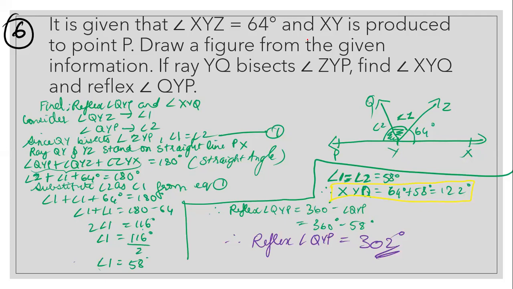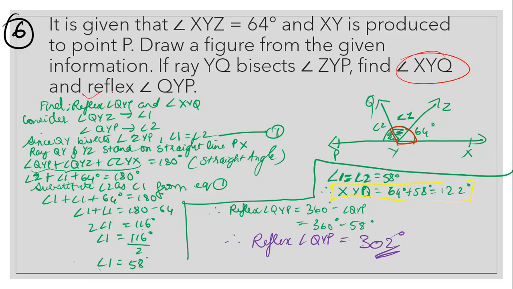Sorry for the few seconds delay actually. So now getting back here, angle 1 is equal to angle 2, right? So that means if angle 1 is 58 degrees, angle 2 also should be 58 degrees, correct? So what is angle XYQ? Where is XYQ? That means this whole thing. What is angle XYQ? Which is nothing but angle XYZ plus angle ZYQ. That means angle 1 plus 64 degrees. So what is angle 1? 58 degrees. So 64 plus 58 is equal to 122 degrees. So we have answered the first part, that is find angle XYQ.